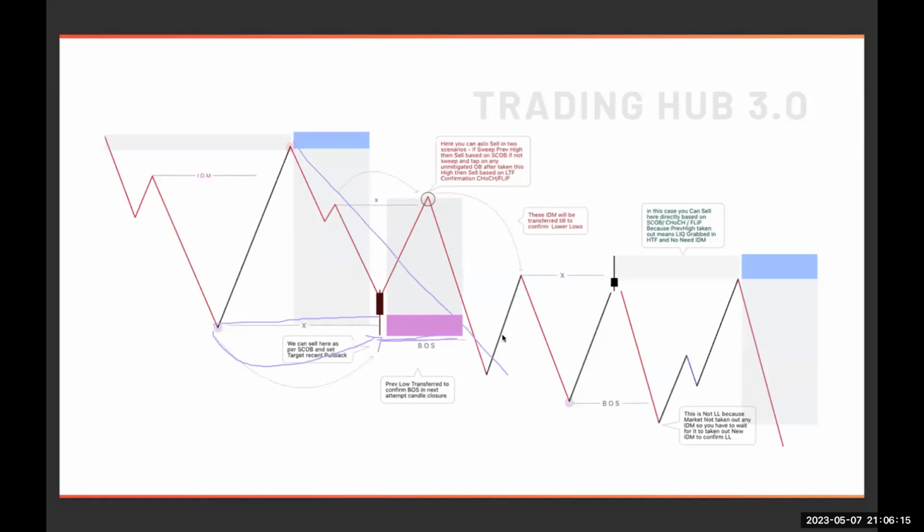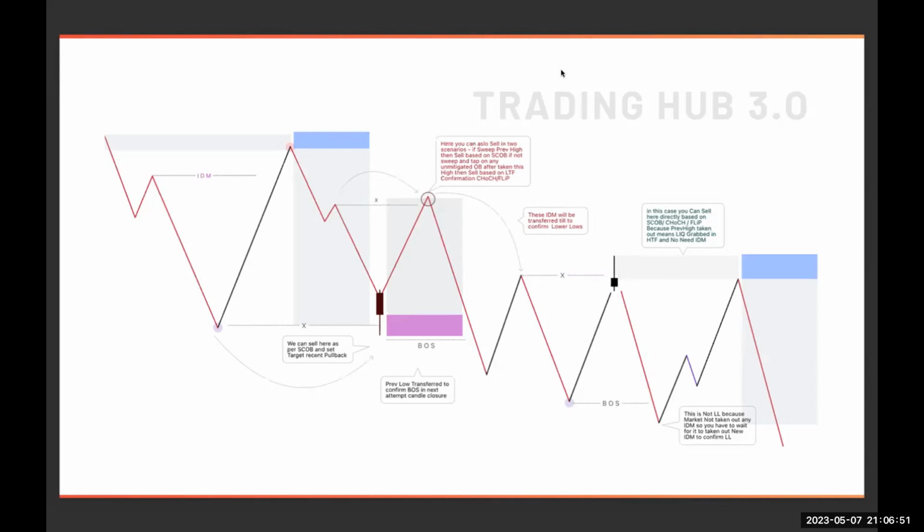Until it has taken out the inducement. So here market has taken out the inducement. In this case, you can also sell here, but based on a single candle order block, because price swept this high, then third candle mitigation, and sell here. In this case, you don't need inducement. Okay. So again, push downside, break the structure.